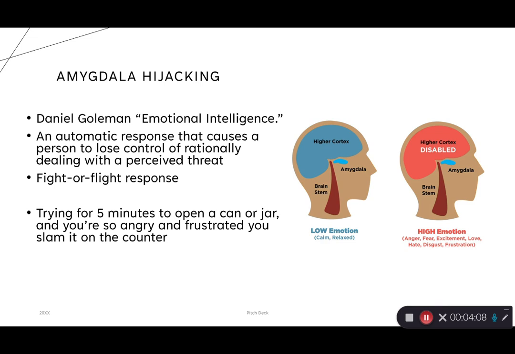And lastly, I want to discuss amygdala hijacking. This is a term coined by the psychologist Daniel Goleman in his book Emotional Intelligence. Amygdala hijacking is an automatic response that makes a person lose control of rationally dealing with the perceived threat, as the frontal lobes, which usually deal with a lot of rationalization, are not being used.